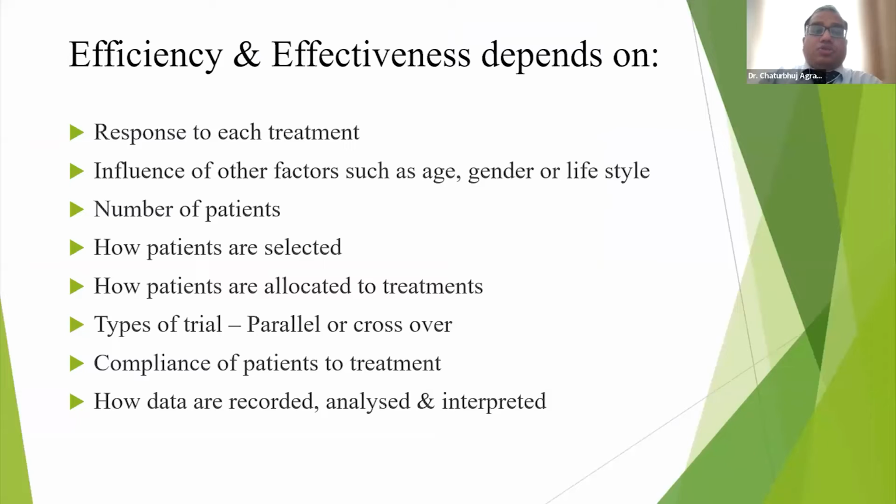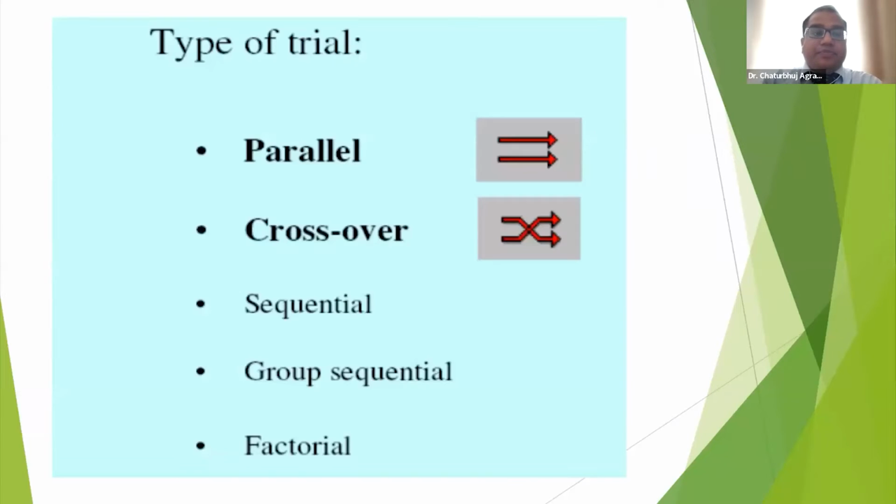So for all these questions, the effectiveness and efficiency of the clinical trial depend on response to each treatment arm whenever we assign some treatment, influence of other factors like age, gender, or lifestyle, number of patients, how patients are selected, how patients are allocated to treatment, whether it's a type of trial, whether it's a parallel or crossover trial, compliance of patient to treatment, and how data is recorded, analyzed, and interpreted.